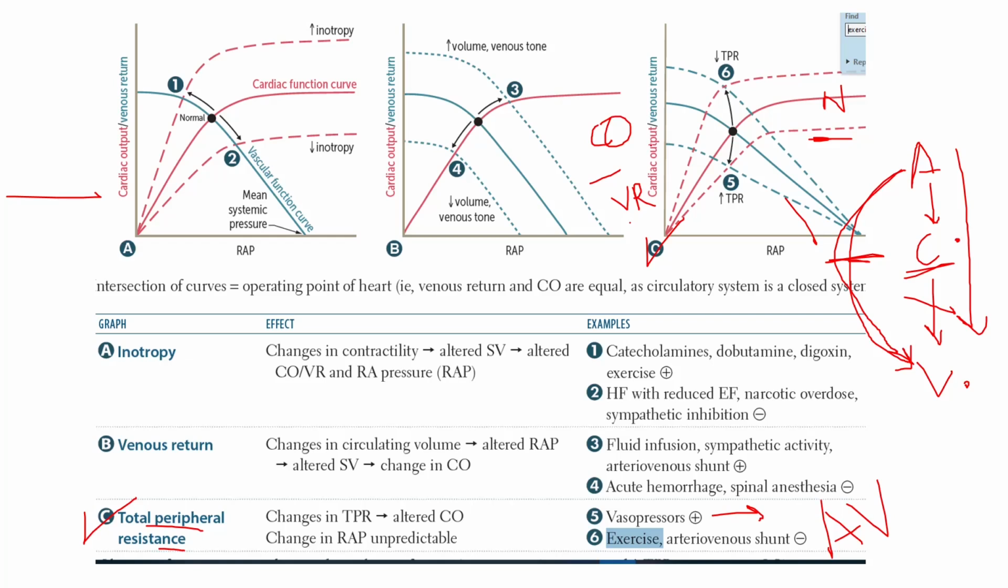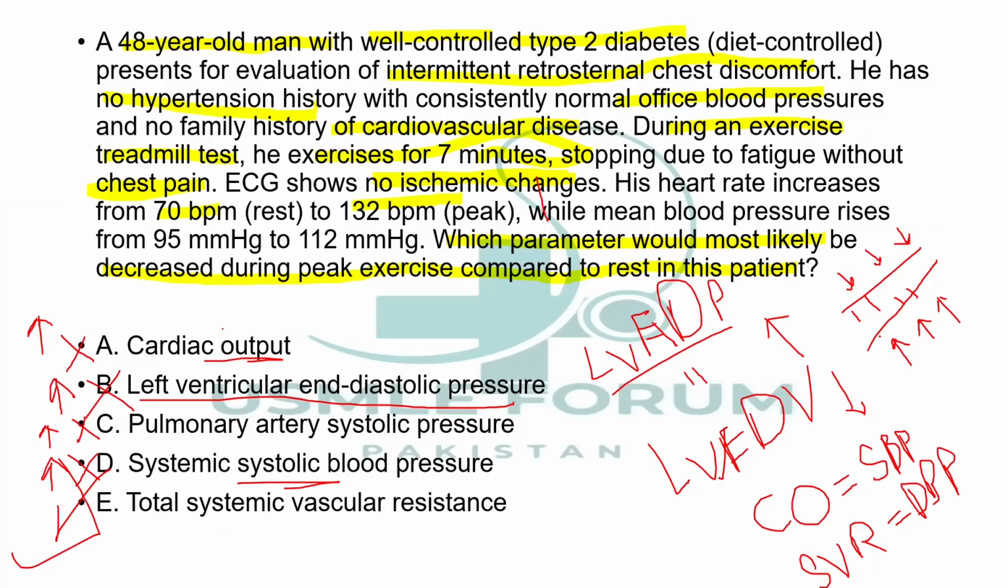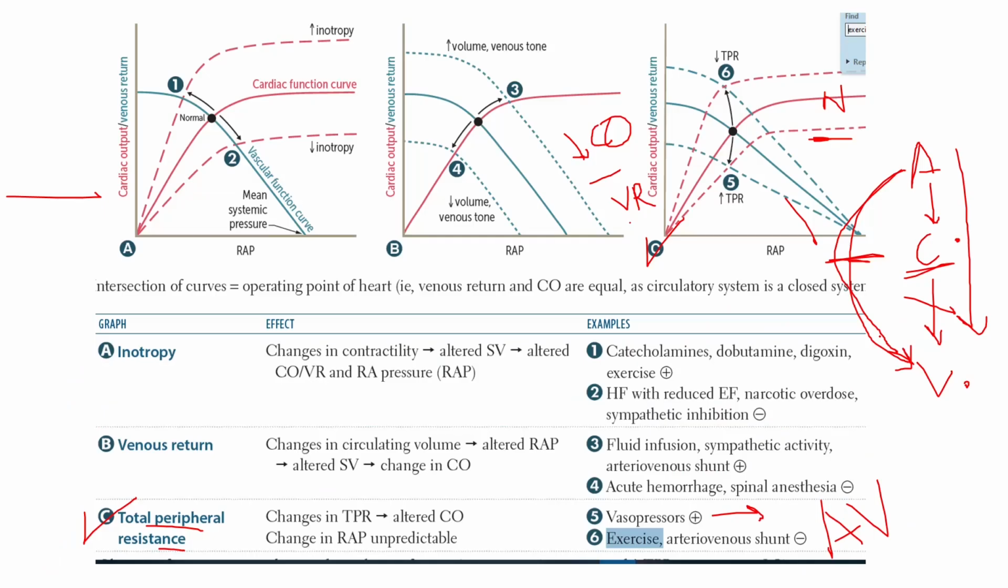So if total peripheral resistance increases, the cardiac output would decrease, right? So it is an inverse of this fraction. Okay, moving on. But just remember what I explained on the previous slide: the concept of LVEDP, LVEDV, cardiac output, SVR, the automated physiologic reaction, and this arteriovenous shunt and exercise concept.